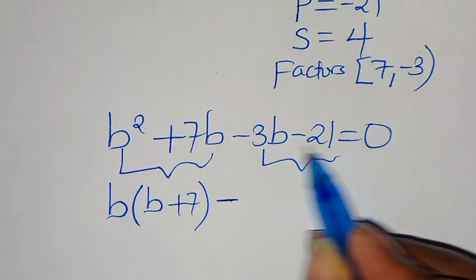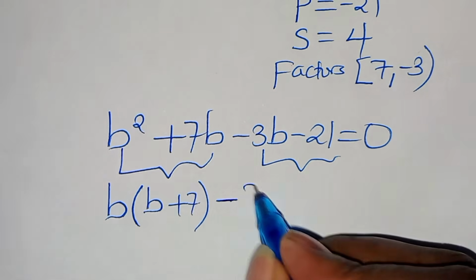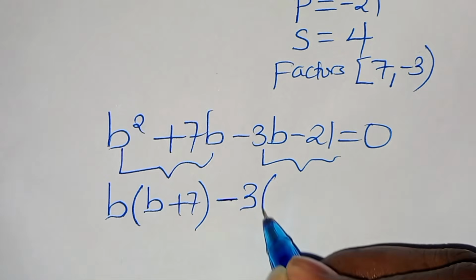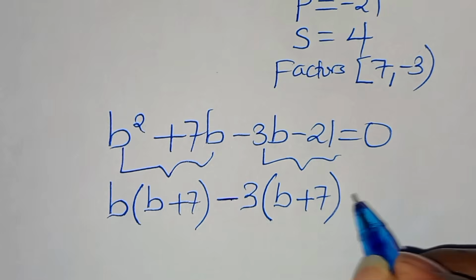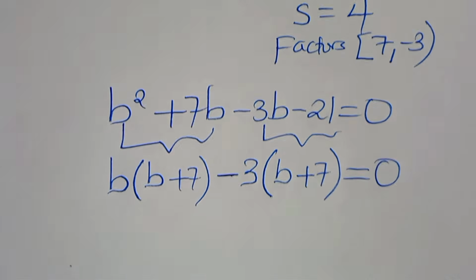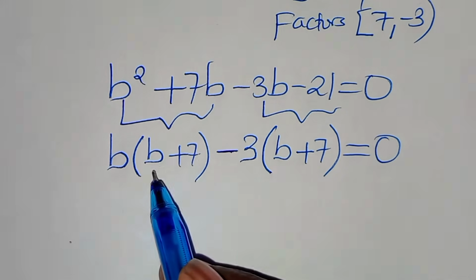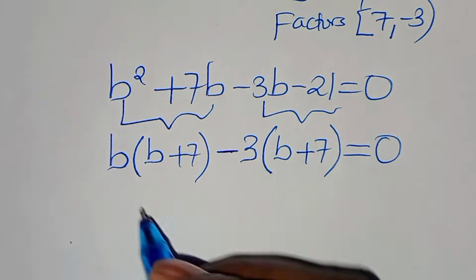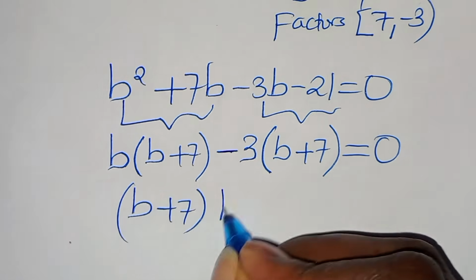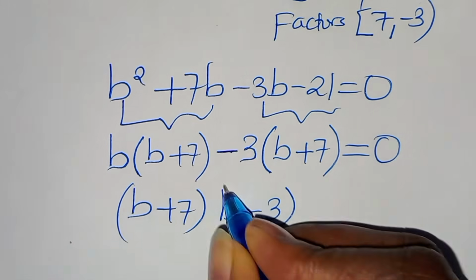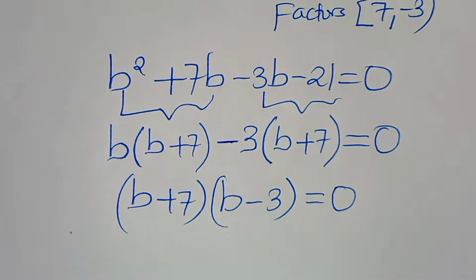Subtract. In the second part here, we have that 3 is common. So we can factor out 3 so that we have b plus 7. This is equal to 0. Now, this means that b plus 7 is common here. So we have b plus 7, then here we have b minus 3. This is equal to 0.